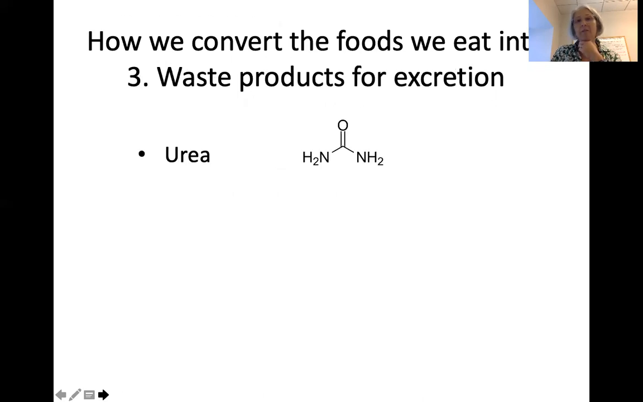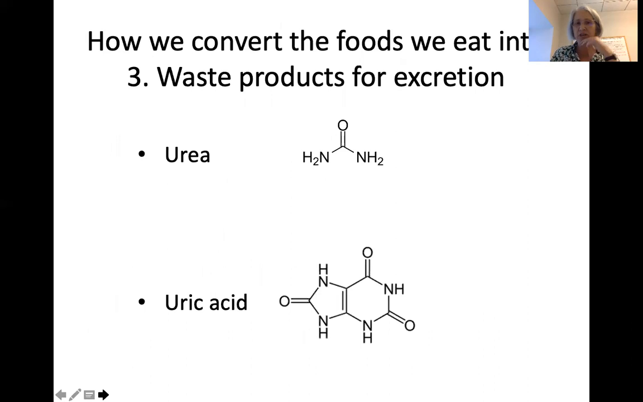And the third thing is, we need to make waste products for excretion. And we'll just look at 2 of those here. One is urea. So urea is this simple little molecule, 1 carbon, 2 amino groups, and an oxygen. And urea is the waste product from catabolizing amino acids, right?